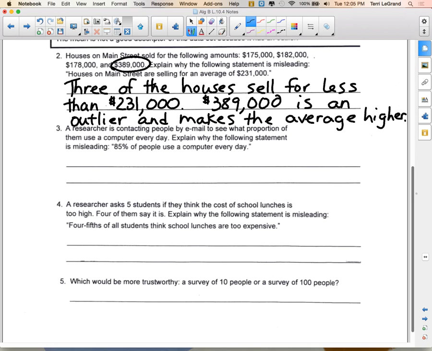What might be a better one? Would the median? Think of putting these in order and finding the middle. What 2 would be in the middle? 178 and 182. What's the middle between 178 and 182? 180,000. 3 of them are around the $180,000 mark, whereas that outlier is not, is it? So the median would be a better representation. How about the mode? Does this one have a mode? This one doesn't have a mode, so we couldn't really use that.